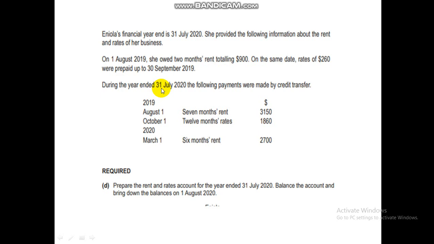During the year ended 31 July, the following payments were made by credit transfer. On August 1, 2019, she paid 7 months rent. On October 1, 12 months rates are paid. On March 1, 2020, she paid 6 months rent, that is 2700. You are required to prepare the rent and rates account for the year ended 31 July 2020, balance the account and bring down the balance on August 1, 2020.